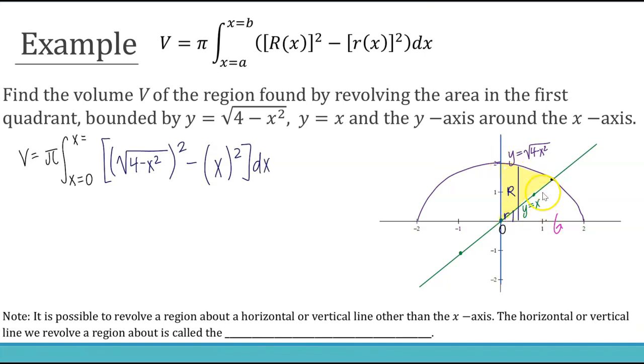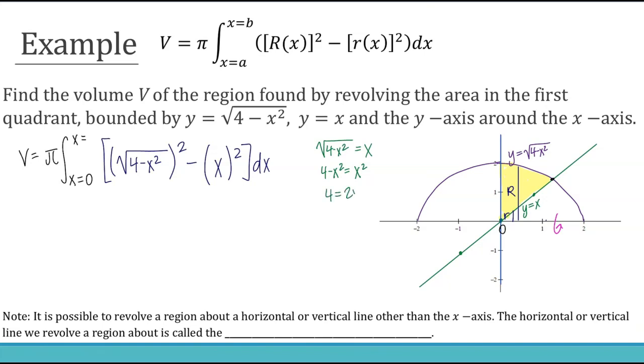So the only thing that we're missing is the other limit of integration, which we find by setting those two functions equal to each other. So we're going to do sort of that scratch work where we solve 4 minus x squared is equal to x. We'll square both sides. 4 minus x squared is equal to x squared once I square both sides and eliminate the square root.